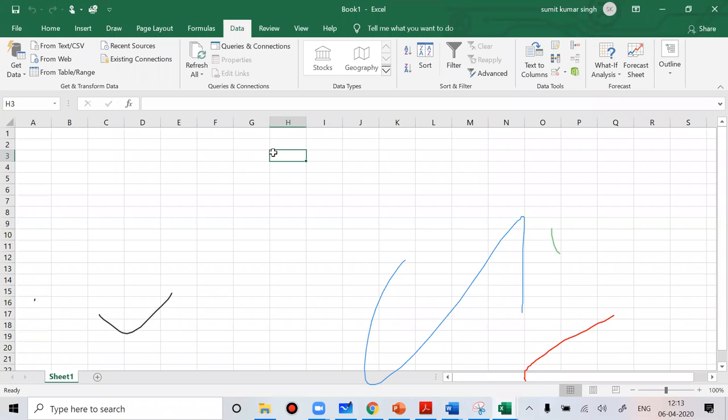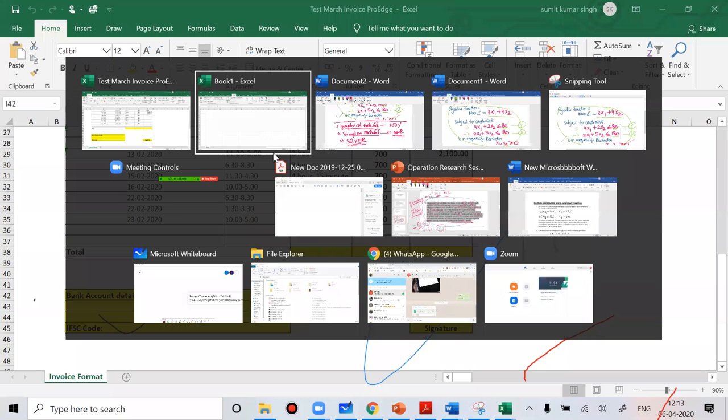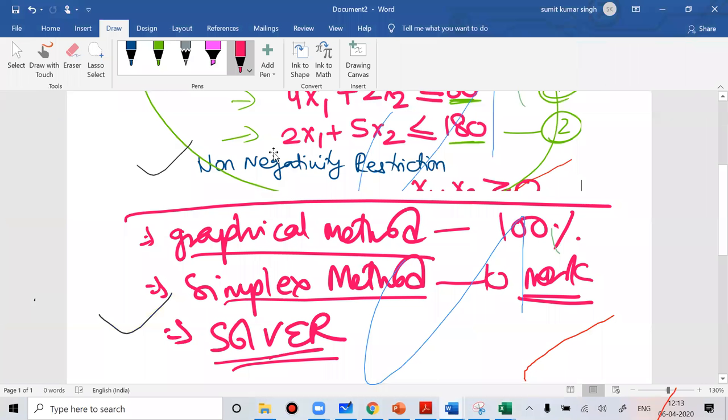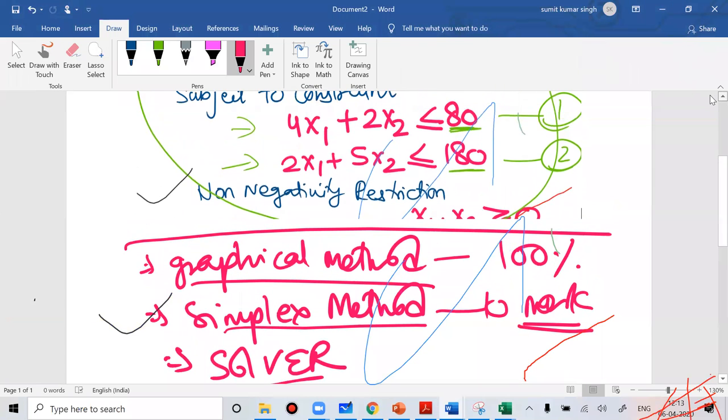Solving this problem through MS Excel is not important for you, because in exam they will not expect you to solve the problem by using MS Excel. I'll make a video on how you can solve the problem by using solver in MS Excel, for anyone who is interested in learning MS Excel. Otherwise, for other people, it's not so important. For you, what is important is either the graphical method or the simplex method.